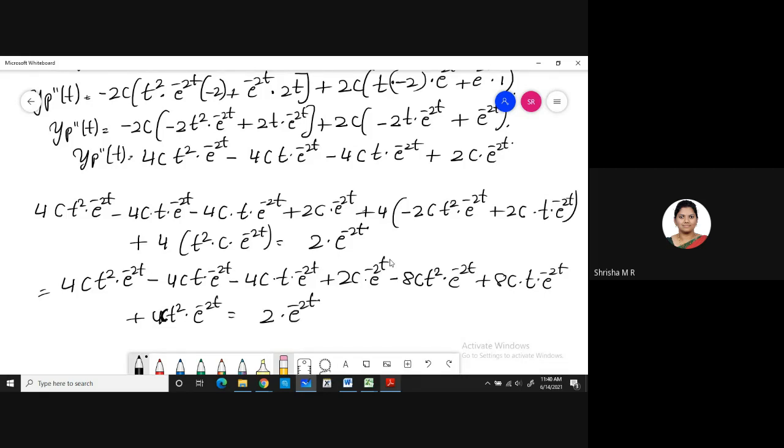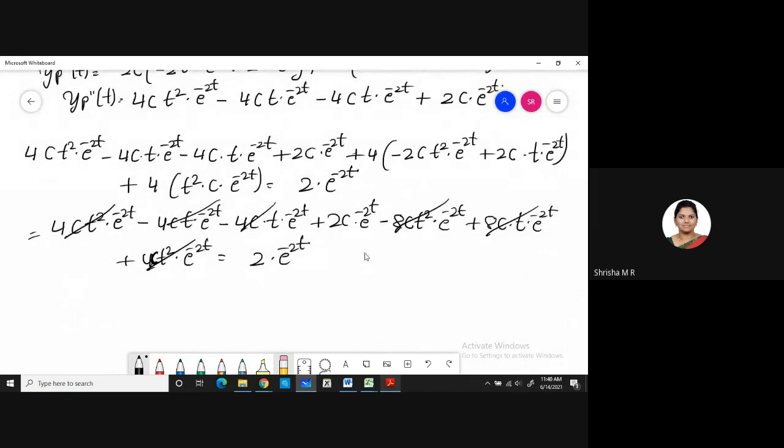So what all terms will cancel? 4c t square, 4c t square, 8c t square, plus minus. Okay, then what will get cancelled? Here you have 4c t into e power minus 2t. Yeah, these two will get cancelled. So what are you left with? You have 2c into e power minus 2t is equal to 2 into e power minus 2t. So c is equal to 1. Clear?